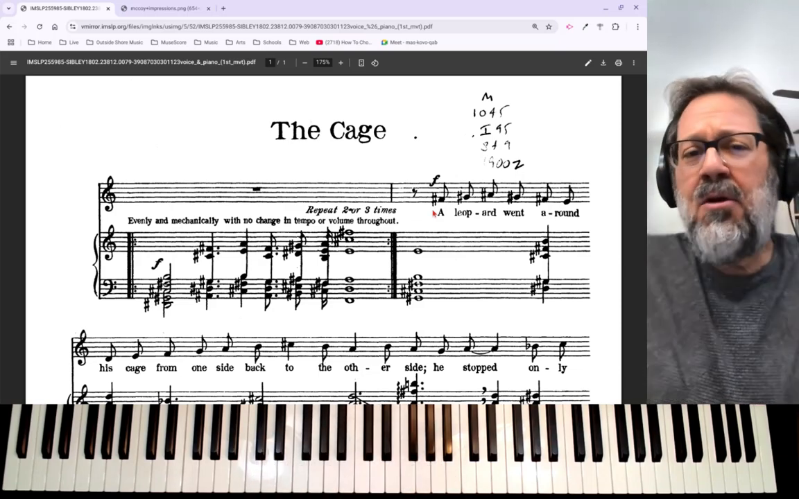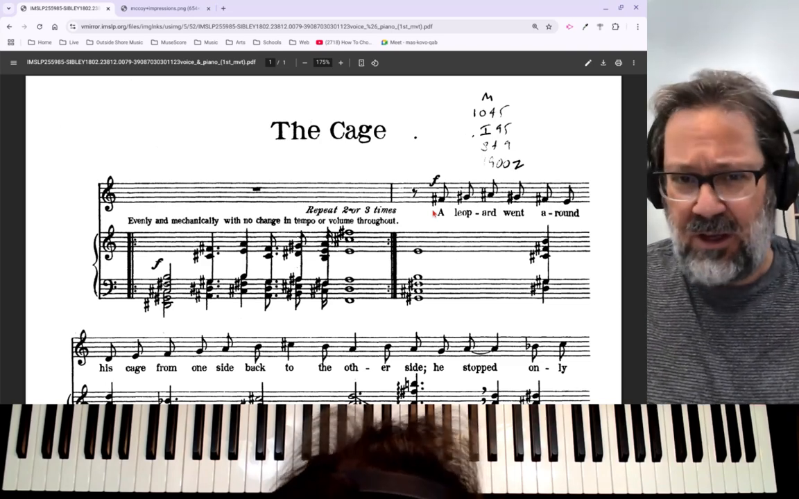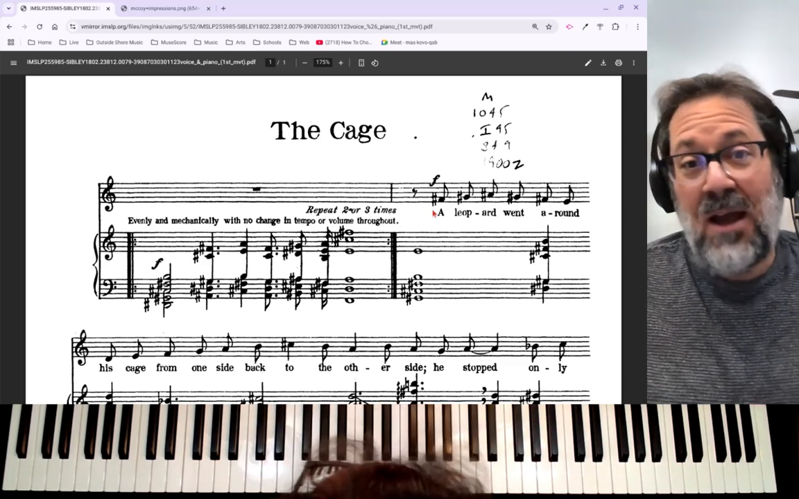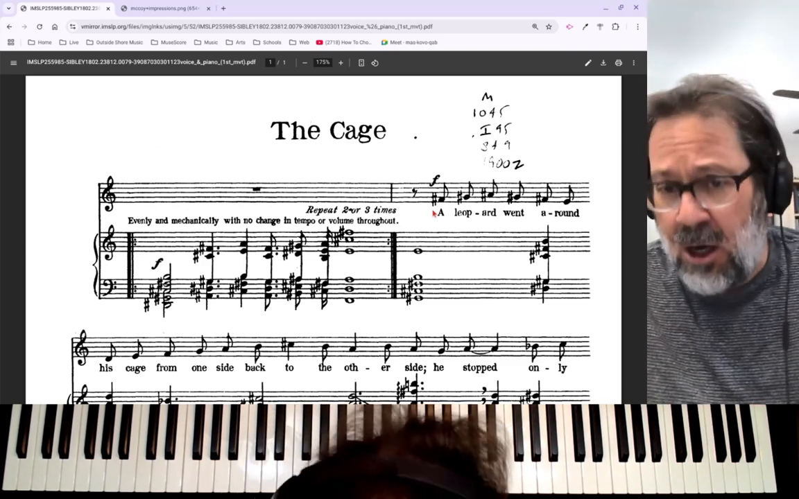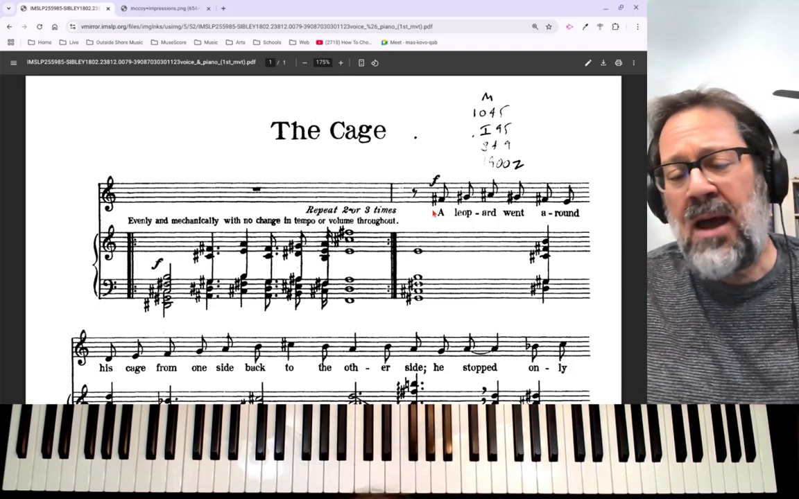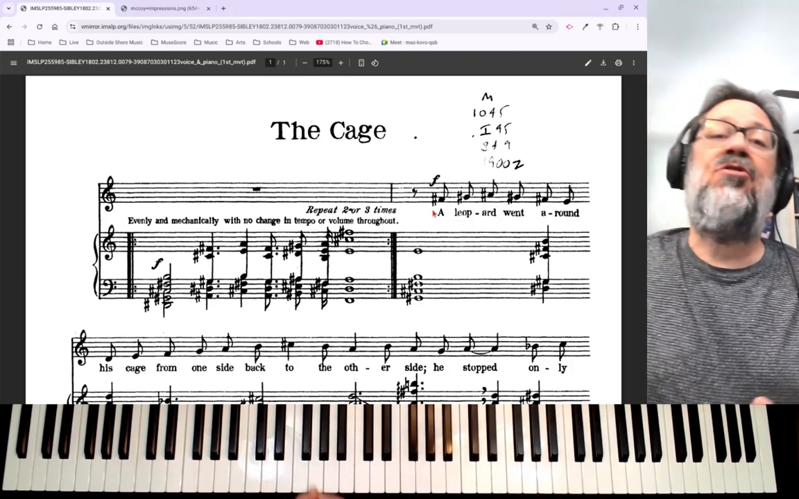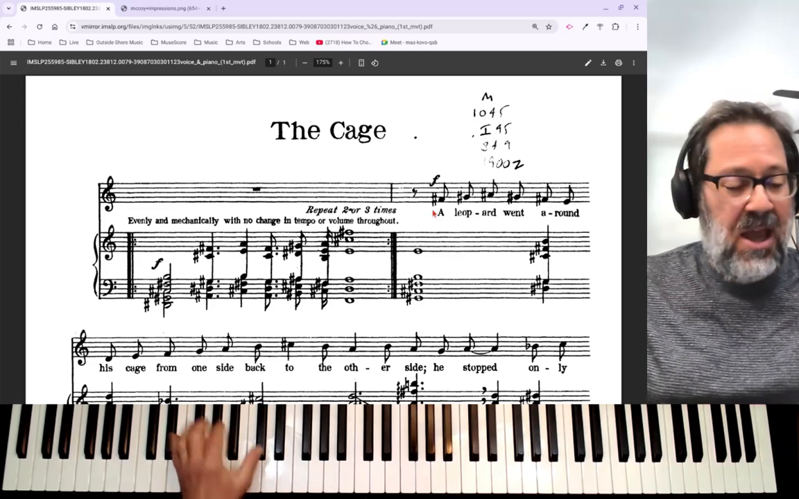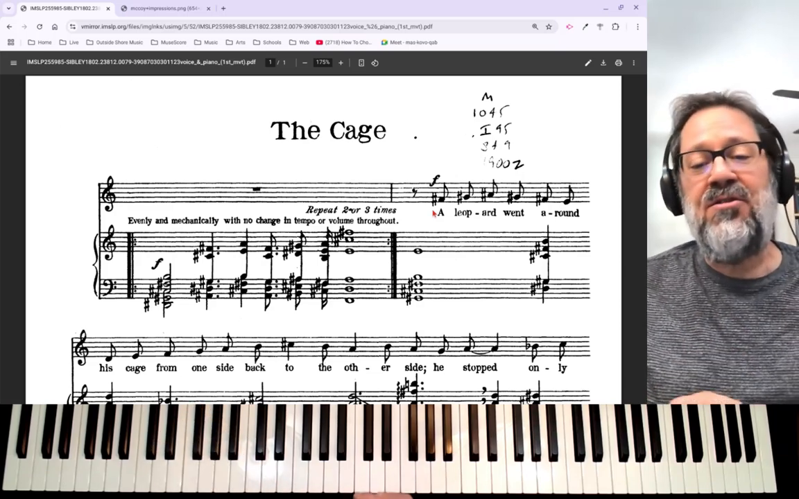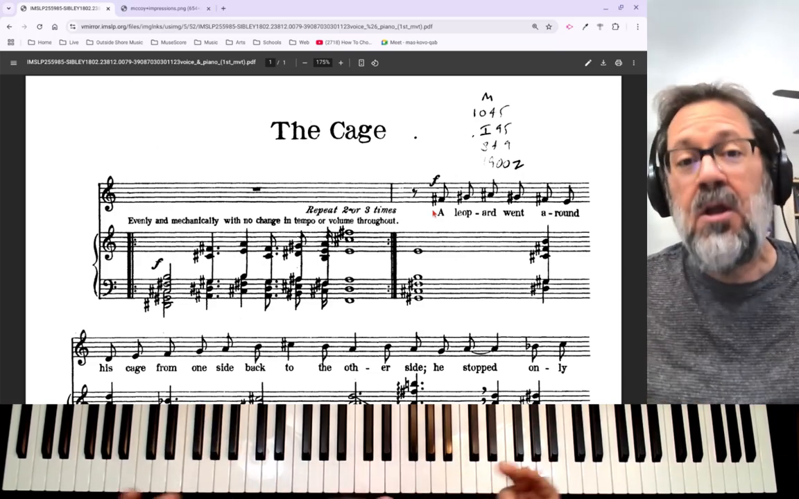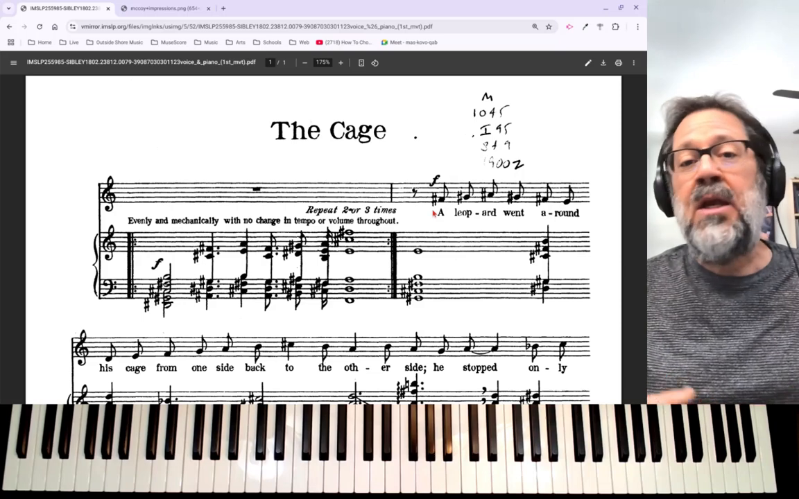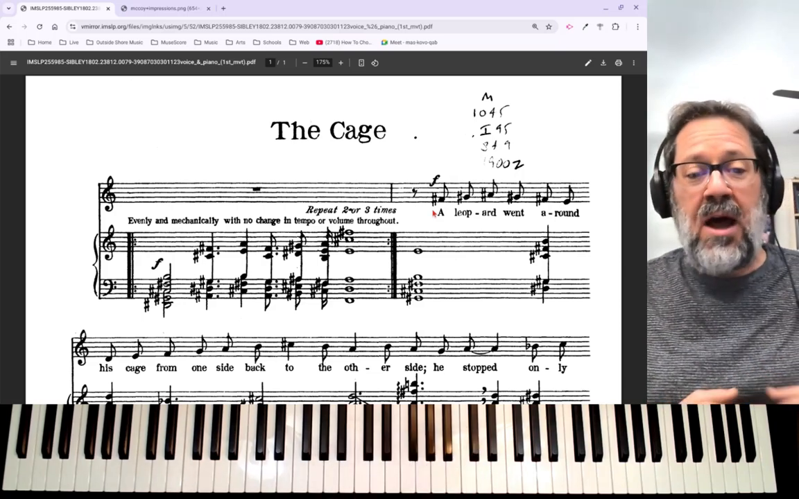In this video, I want to talk about quartal voicings, and I'm not going to go deep into the subject. I just want to show you what they are and a little bit about how they're used. This is an example, a Charles Ives song called The Cage, and it starts right off with a series of these. Quartal means fourths. It's built on the interval of a fourth.